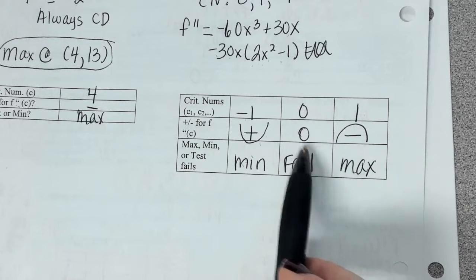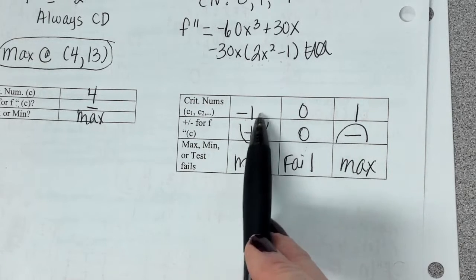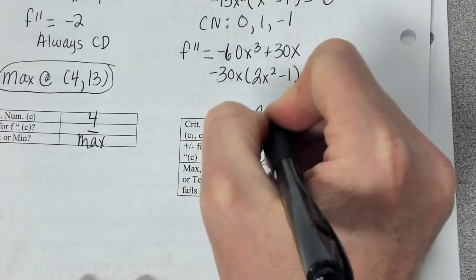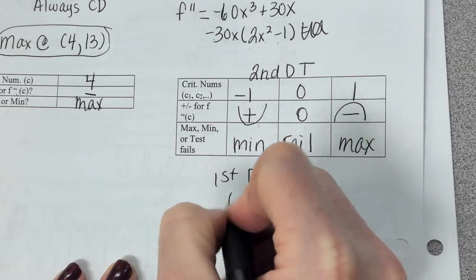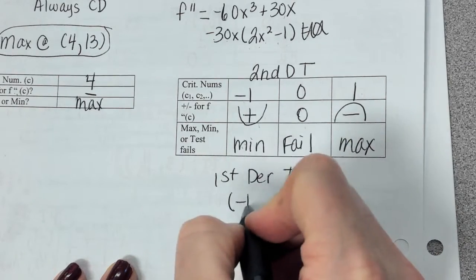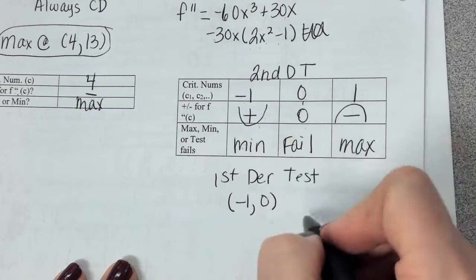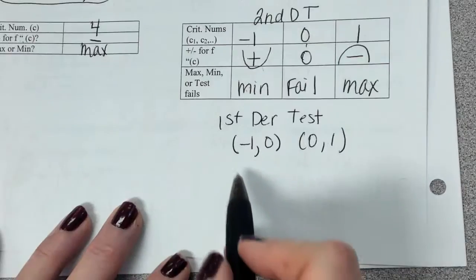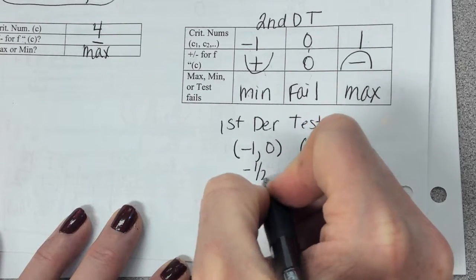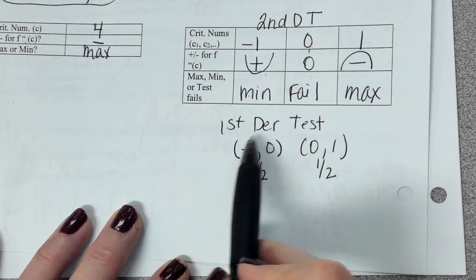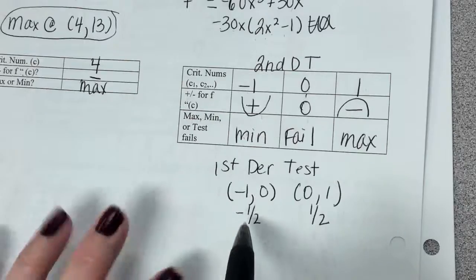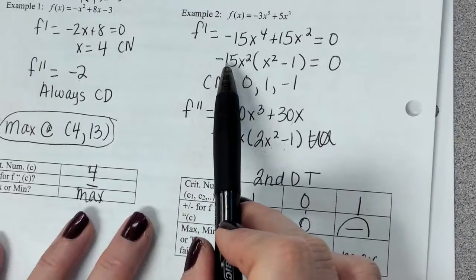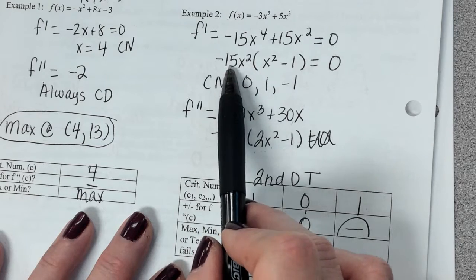Now, here's the problem though. The test failed here. That means I have to go back and check this with the first derivative test. See, this was the second derivative test. This is where I make my intervals. So I'm going to have to go from the first critical number to 0, and from 0 to 1. I'm going to have to plug test values back into the first derivative, because maybe this is a max or min, and it just happened to fail. So plugging negative 1/2 back into that first derivative, that's going to give me a negative.